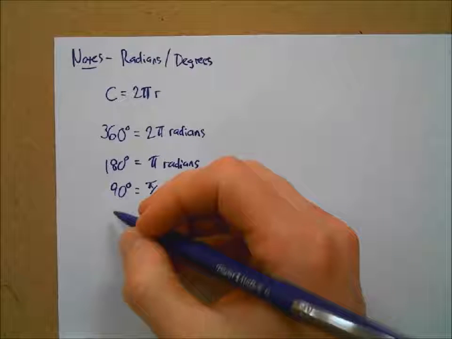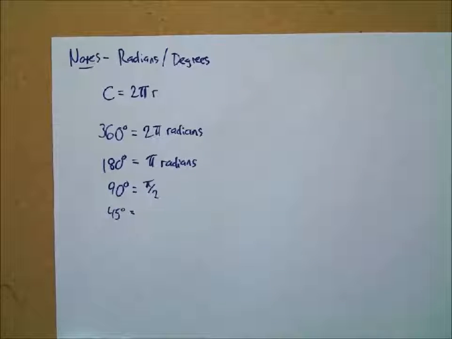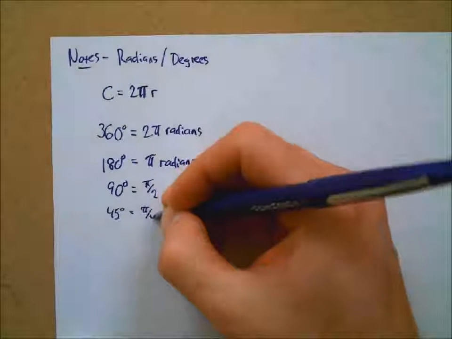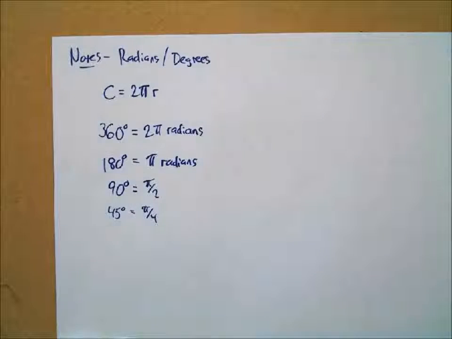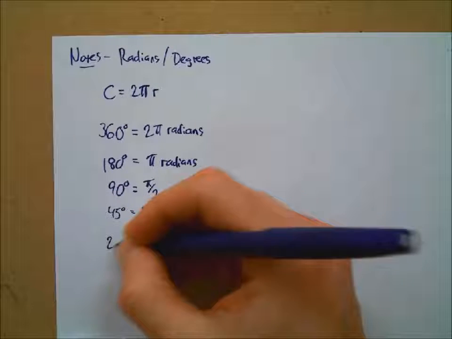All right, we could do it one more time here. And say like 45 degrees. And what would that be in radians? Pi over what? 4, that's right. Pi over 4, half again. We're just halving. But then we get to the question like, okay, that's great, Mr. Wade, but what about something like 20 degrees?